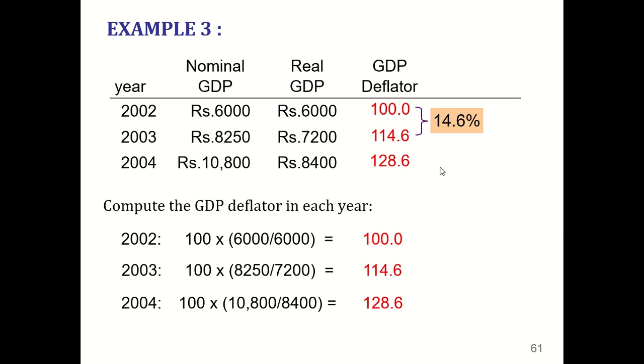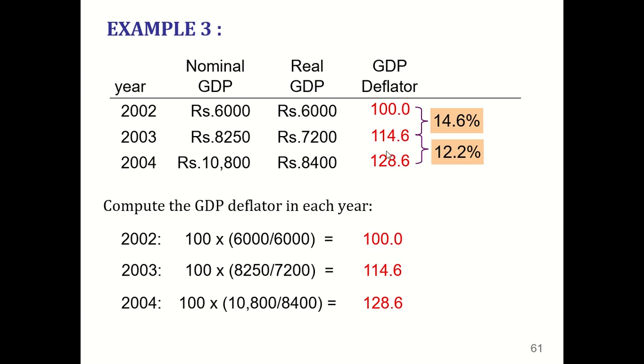Now if we were to ask what was the inflation rate in 2004, one response could be that it is 28.6%, but that is not correct, because inflation is not measuring how much the price level has changed with reference to the base year. Now we are trying to measure how much the price level has changed from the previous year, so how much prices have changed in 2004 vis-a-vis 2003. So that will give us 128.6 minus 114.6 upon 114.6.